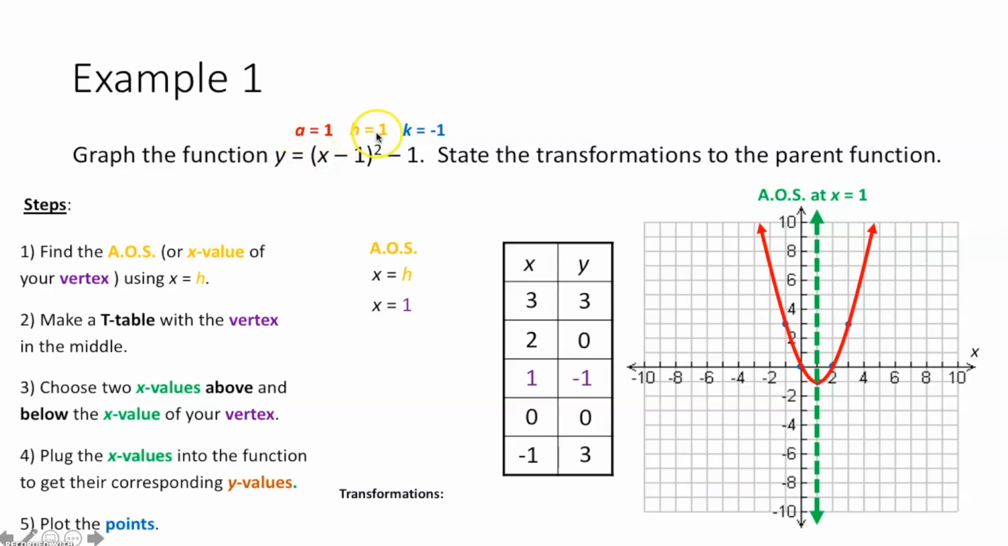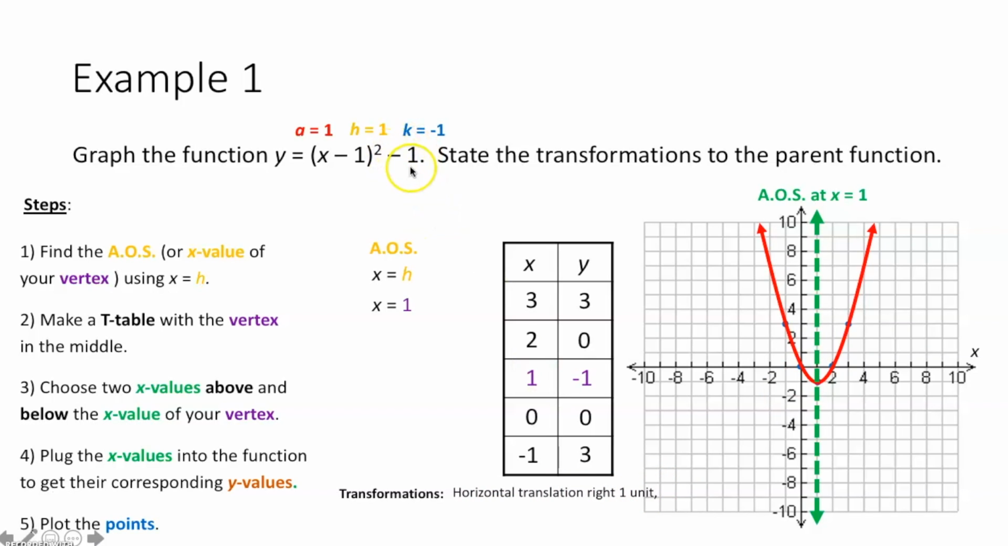What about our h? Well, our h is 1, which means that it moved the parent function to the right 1 unit. And you see, instead of having our vertex at the origin, we are moved to the right 1. So we have a horizontal translation, right 1 unit. That's how you say that.